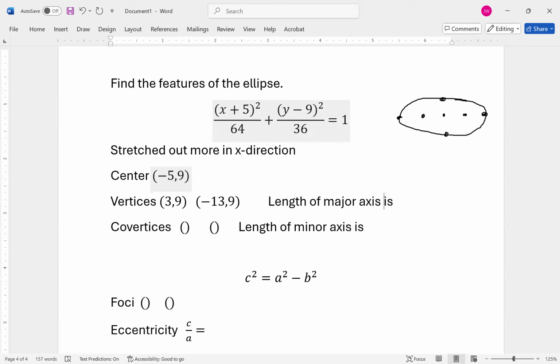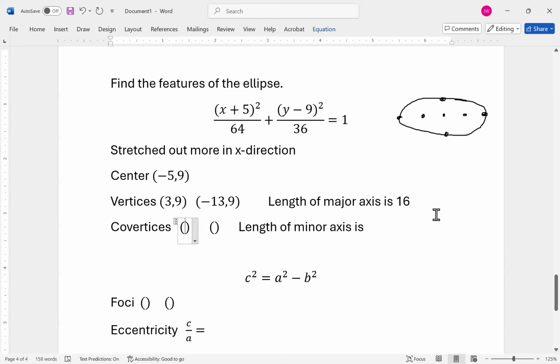Since we moved 8 units in each direction, the length of the major axis is double 8, which is 16. You can always also say the distance from 3 to -13. You could have done that as well.